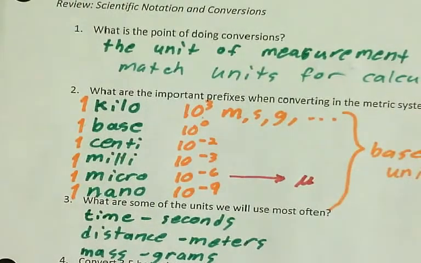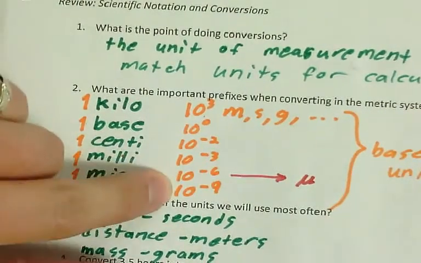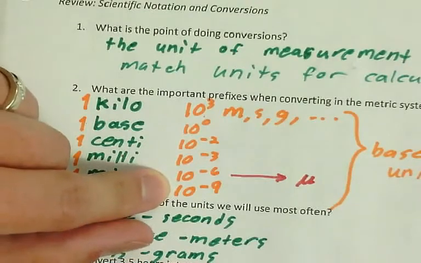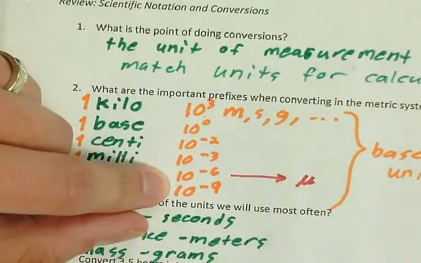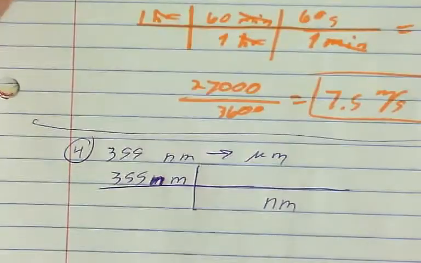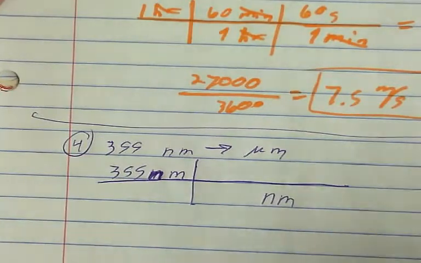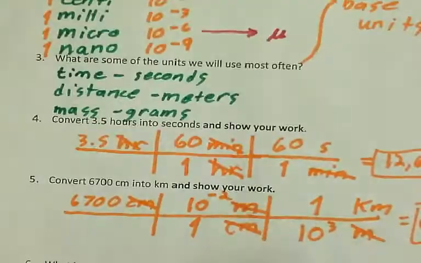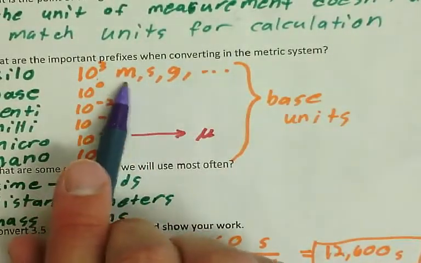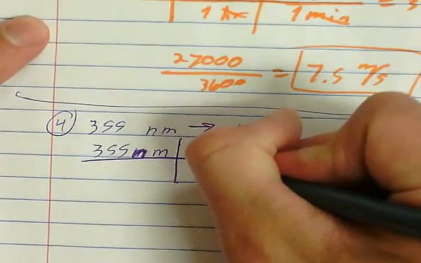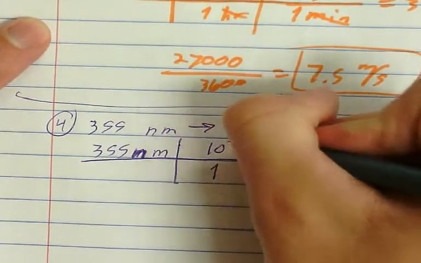So the problem is, I don't know the 10 to the negative 6 and 10 to the negative 9. That is not relating nanometers and micrometers. It's relating nanometers to meters, micrometers to meters. Okay? So I need to go nanometers to meters first. Now I look at my chart and I say, okay, for every 1 nano, I have 10 to the negative 9th of the base unit, which in this case is meters. So for every 1 nano, I have 10 to the negative 9th of the meters.